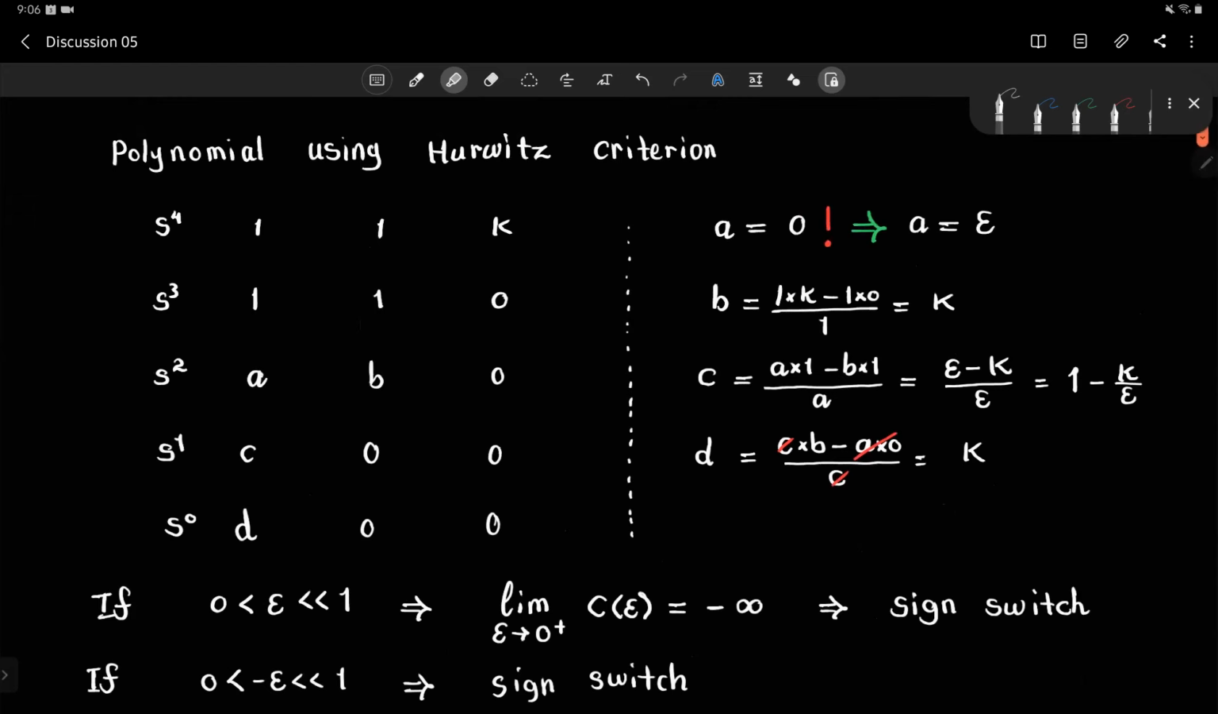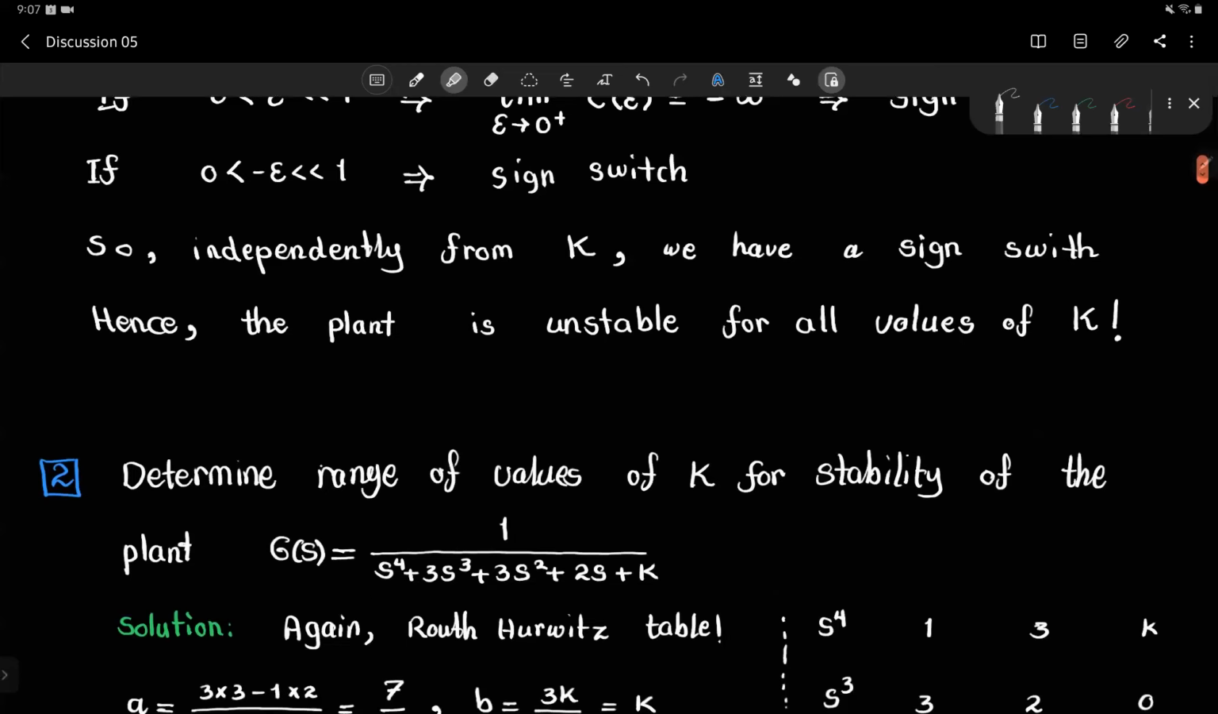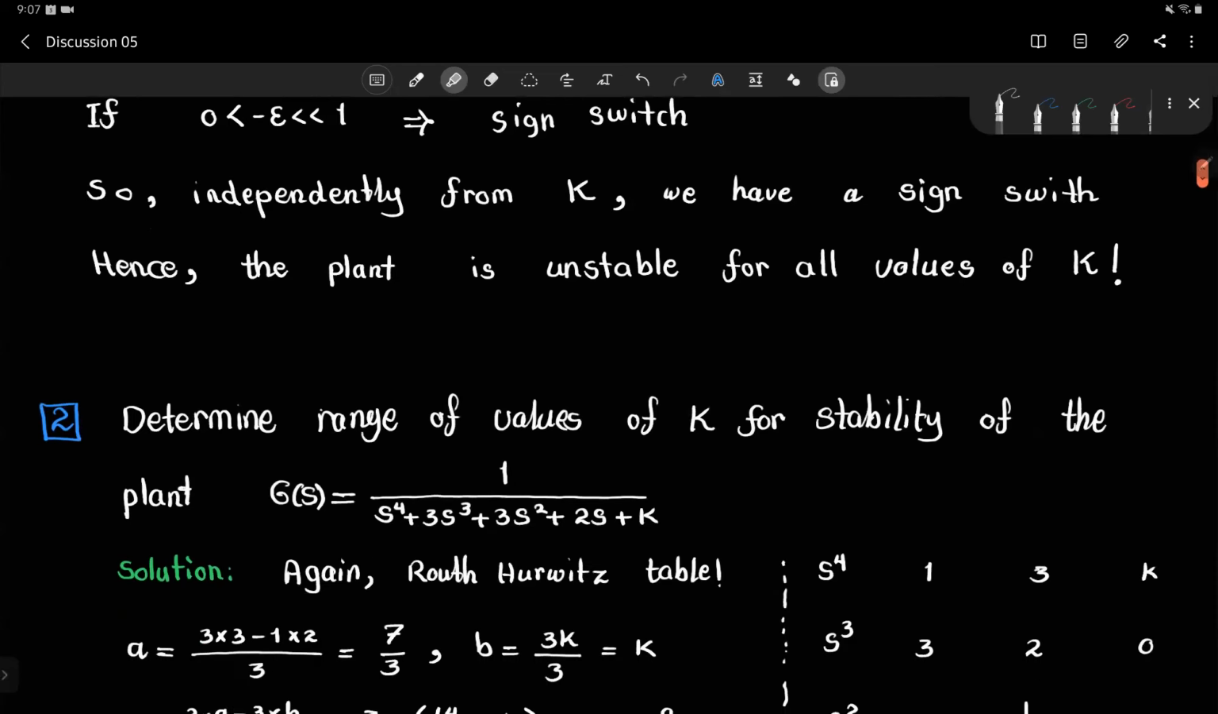Because assume that K is negative. If we assume that K is negative so that we can make this term positive, what happens is that this will be positive, and then this will be negative, so we get a sign change. But if K is positive, which makes this term positive, then again, we get a negative term here. So the contradiction between these two terms ensures that for any value of K, we have an unstable system. Any questions?